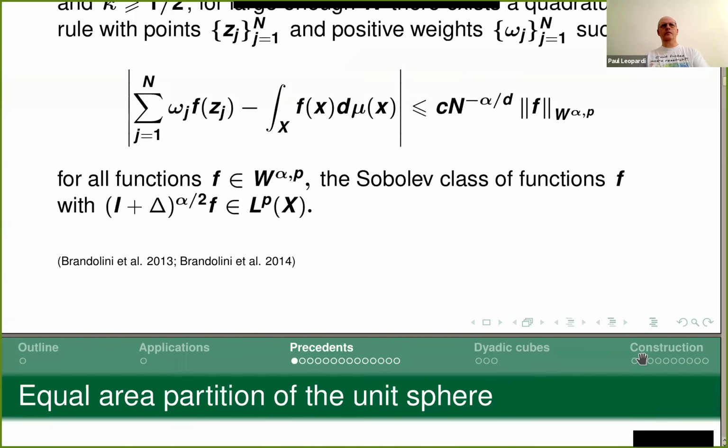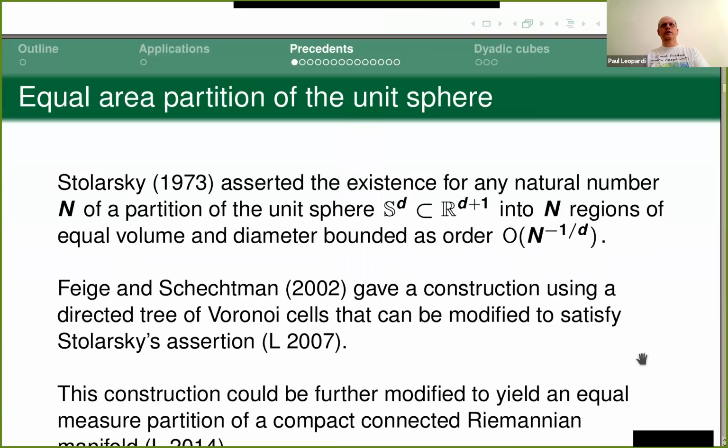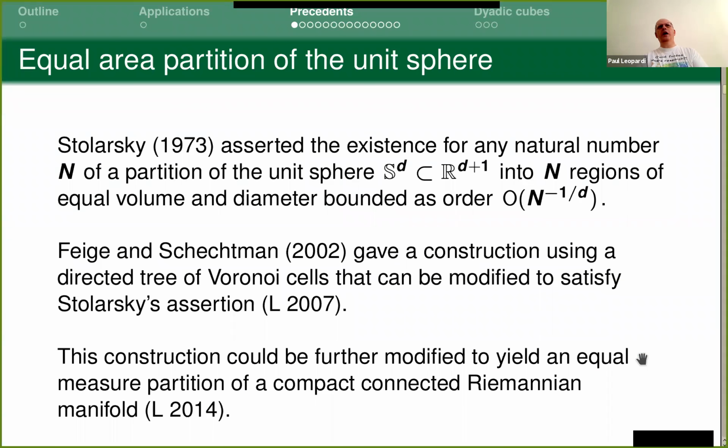Now, to get back into the dark past. The original construction and the original question being asked and answered goes back to Stolarski in the 1970s. Stolarski asserted the existence, for any natural number n, of a partition of the unit sphere into n regions of equal area, volume, and diameter bounded as order n to the -1 on d.